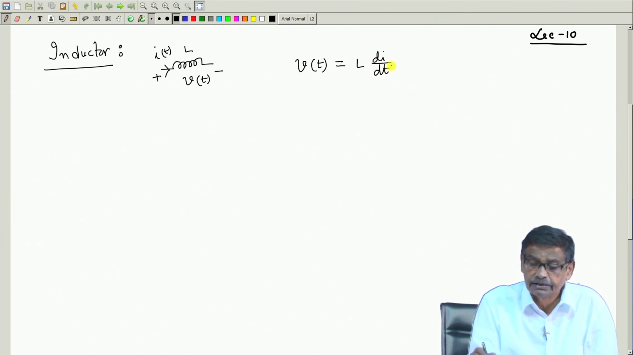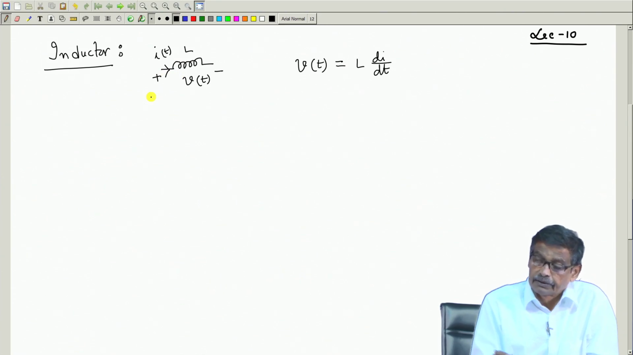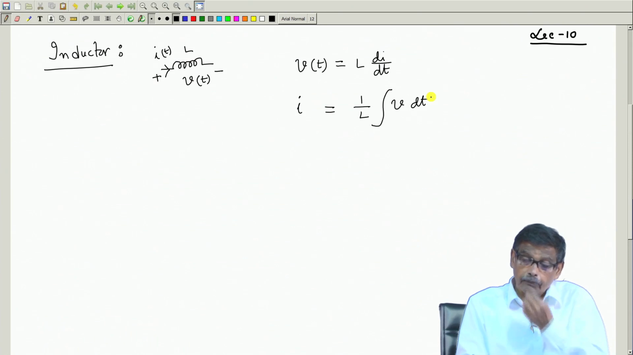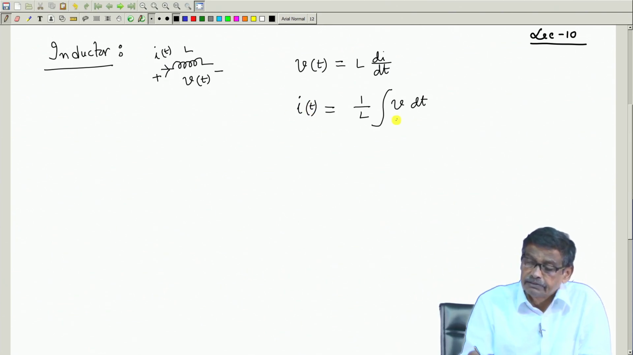You should be consistent in noting the polarities of the voltage as well as the direction of the current. Now, from this we showed that the current I will be nothing but 1 over L times the integral of V dt. Now, what should be the limits of the integration? The current at the present time t depends upon all the voltages, that is t equal to minus infinity to t.